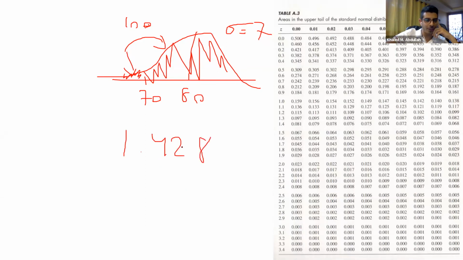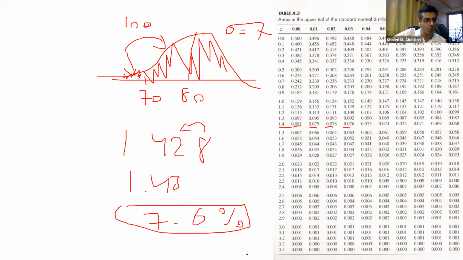1.428, right? So 80 minus 70 over 7, you'll get that. How do you round this? Do we round this up or do we round this down? Yeah, so there you go. Sayeda, you got it perfect. 1.43. This will change this. So now let's search for 1.43. 1.4 and then 0.03, so 0.076. It will be 7.6%. Now, is this your answer? Yes or no?